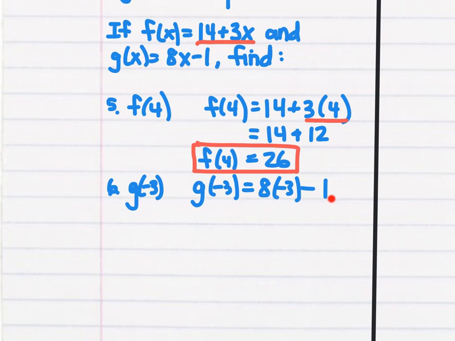And now here, we're going to use the order of operations. So we have to multiply first. 8 times negative 3 is negative 24. Then we bring down the minus 1. And then remember that that minus 1 means plus negative 1. If you do KCC, keep change change. And then this is going to equal negative 25. So g of negative 3 equals negative 25 is our solution.